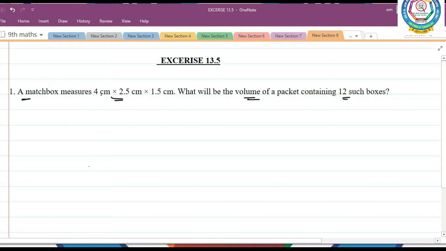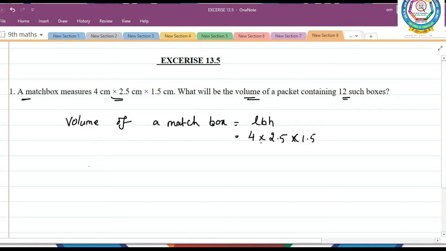The matchbox looks like a cuboid. Length, breadth, height is given. First we have to find out the volume of a matchbox. So what's the formula? Volume of cuboid equals length into breadth into height. That is given: 4 cm into 2.5 cm into 1.5 cm. So first you have to multiply it.